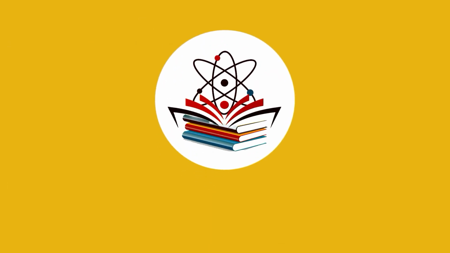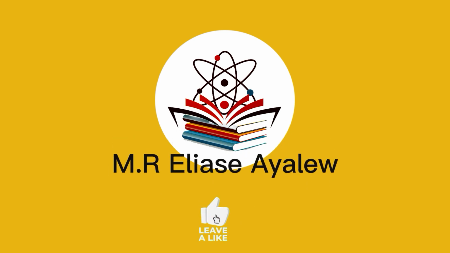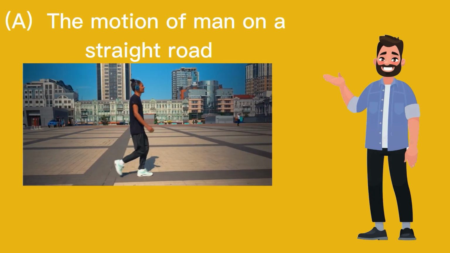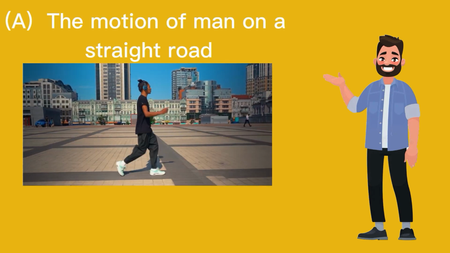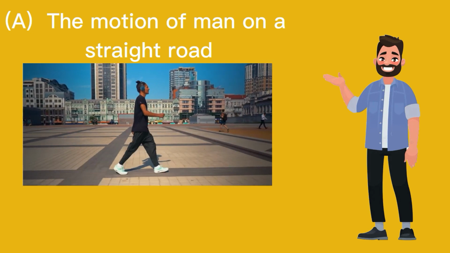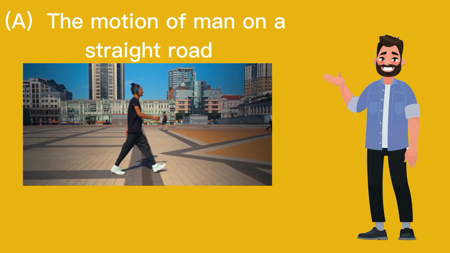Students, so now let's try to observe individually or turn by turn. Therefore, let us start from the first one. That means from A. And as you observe before, A says the motion of man on a straight road.